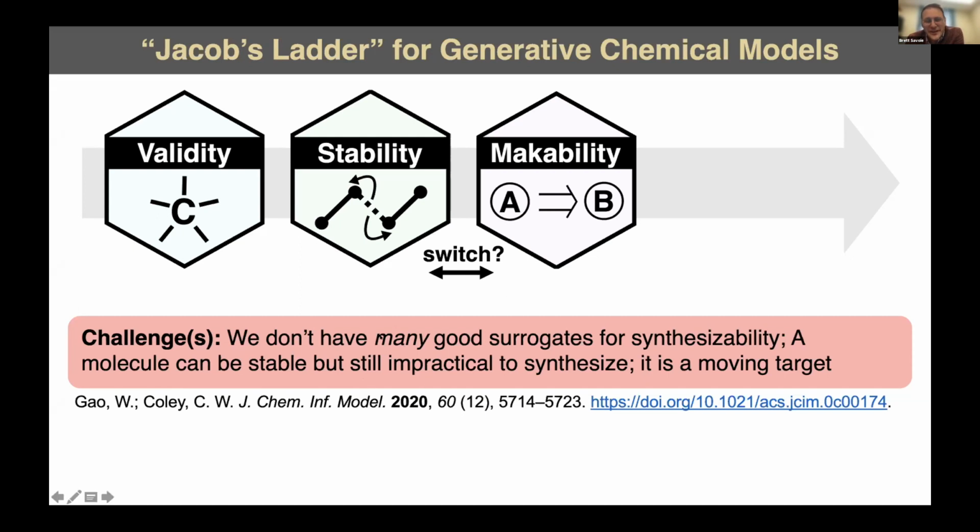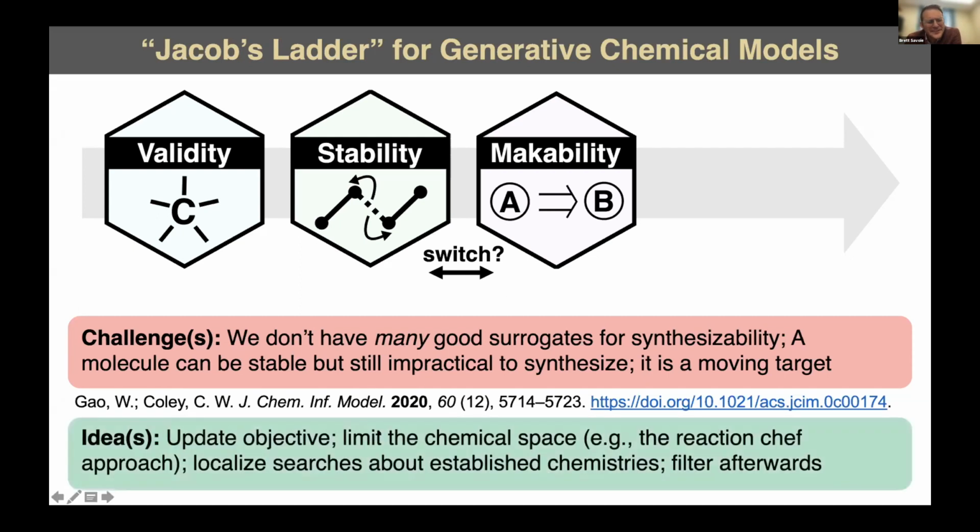So maybe we don't have any good surrogates. Okay. So ideas for solving this: update the objective. Maybe something like what Connor was talking about, making your architecture constrained to synthesizable molecules, building that in somehow into either your representation of the molecules, or into the architecture itself, or the objective function in some way. Limit chemical space.